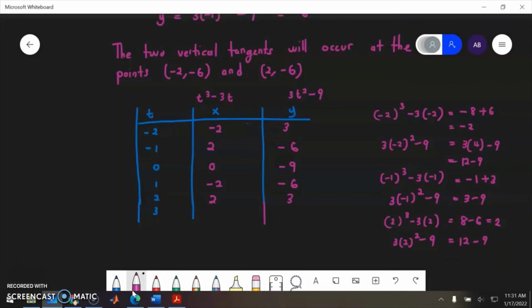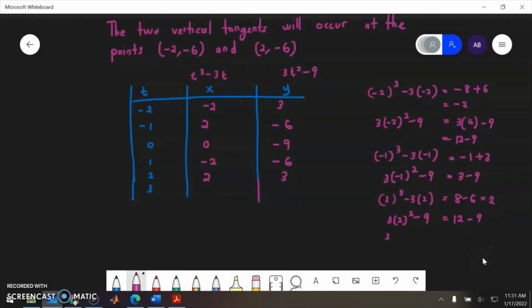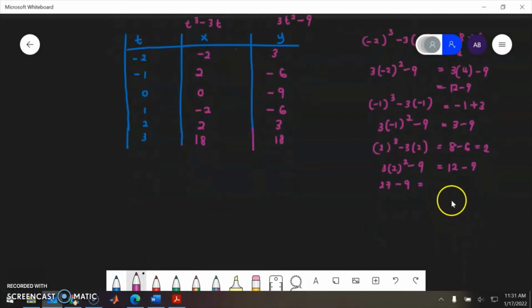And then when t is 3, okay, last point here. So 3 cubed is 27, minus 9, that will be 18. It's a way bigger number here. And then for y, 3 times 3 is 9, times 3 is 27, 27 minus 9, which is also 18. Okay, I hope we don't have to consider the last point. I'm just going to sketch it.